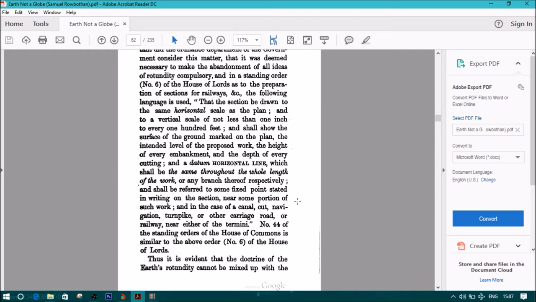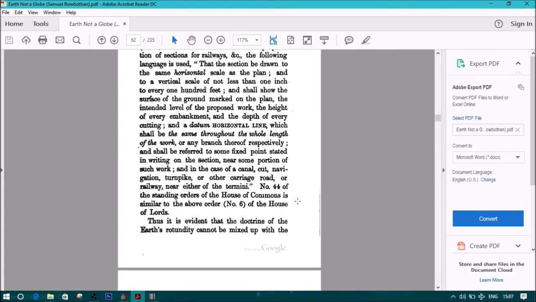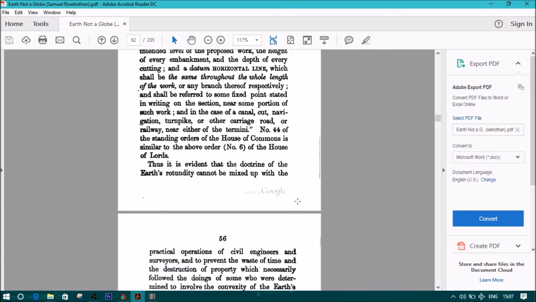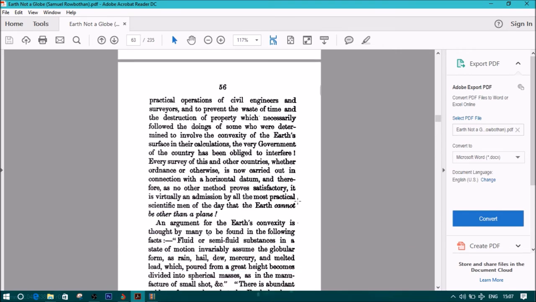Number 44 of the standing orders of the House of Commons is similar to the above number 6 of the House of Lords. Thus it is evident that the doctrine of the earth's rotundity cannot be mixed up with the practical operations of civil engineers and surveyors, and to prevent the waste of time and the destruction of property which necessarily followed the doings of some who were determined to involve the convexivity of the earth's surface into their calculations, the very government of the country has been obliged to interfere.